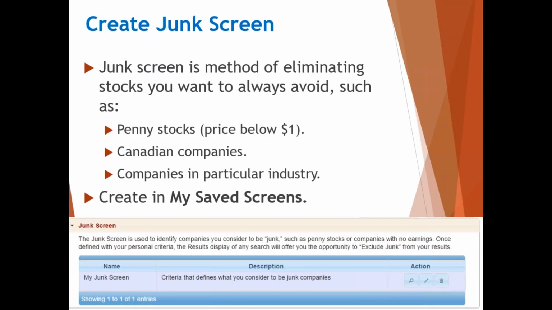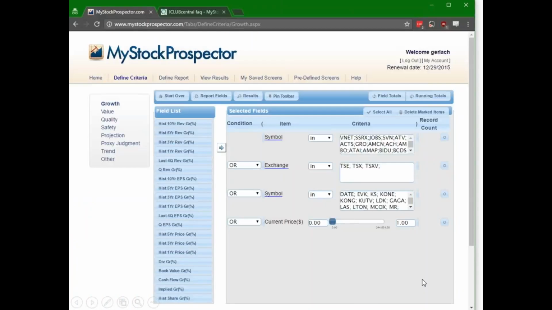It might be that you just don't want to see companies in particular industries or sectors, so you could eliminate those as well. To create your personal junk screen, go to your My Save Screen section. Down at the bottom, you'll find this junk screen section there. And in order to create it, it's just like creating a stock screen. So you click on the little arrow here to create your screen.